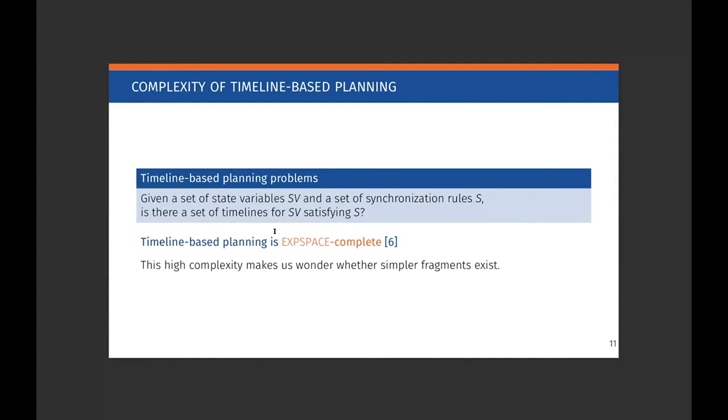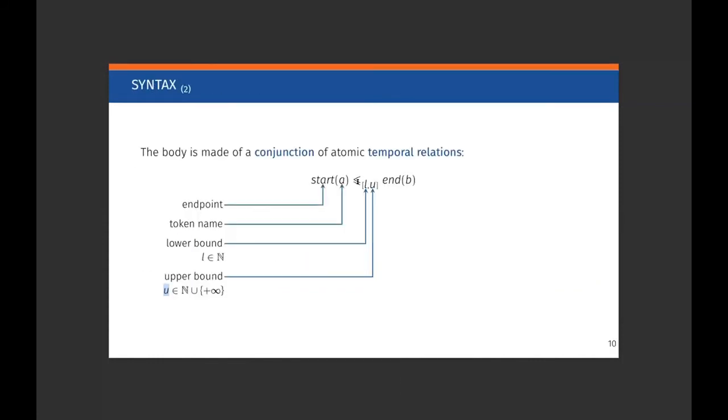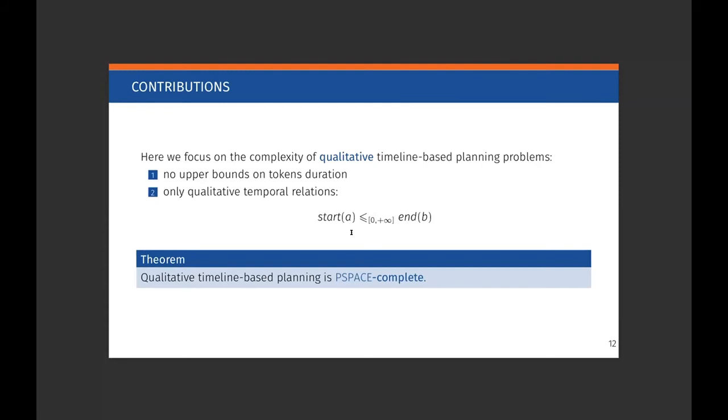But this high complexity makes us wonder why such a complex problem can be solved in practice very well in all the real world examples that we saw previously. So it makes us wonder whether simple fragments exist. And so in this paper, we worked on the complexity of qualitative timeline-based planning problems. So problems where you cannot have general lower and upper bounds in the temporal constraints, but you only have constraints of this kind. So when you don't have lower nor upper bounds to the distance between the endpoints, and you don't have upper bounds on the token's duration. So the main result of the paper is to show that qualitative timeline-based planning is PSPACE-complete as opposed to the EXPSPACE-completeness of the general problem.